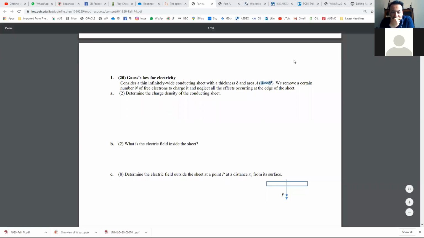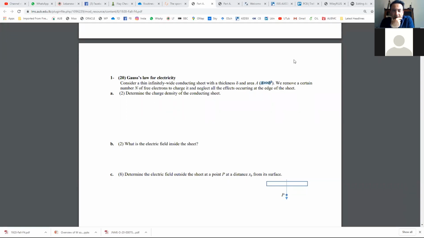Okay, so consider a thin, infinitely wide conducting sheet, so it's a conductor, with a thickness delta and area A. So it has a thickness and it has an area such that A is much greater than delta squared. And of course, the title here says Gauss's law for electricity. This means that you need to use Gauss's law for electricity. That's the bottom line of it.